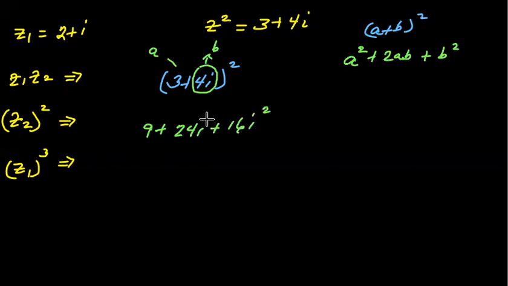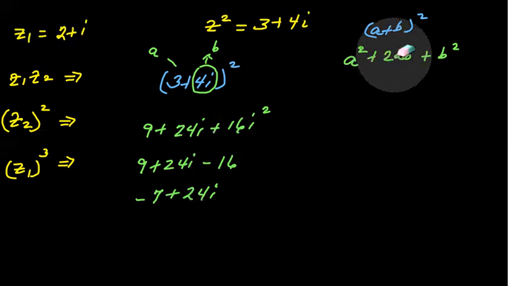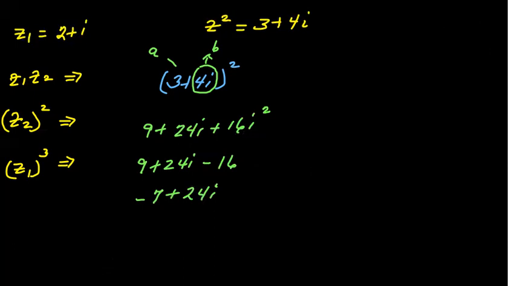16i squared. So this becomes 9 plus 24i minus 16, because i squared is minus 1. 9 minus 16 is minus 7. Minus 7 plus 24i is your answer. All right. Now, what I'm going to do is I'm going to do this the long way, just to make sure we get the same answer, right? And we should. So let's just go ahead and do this.